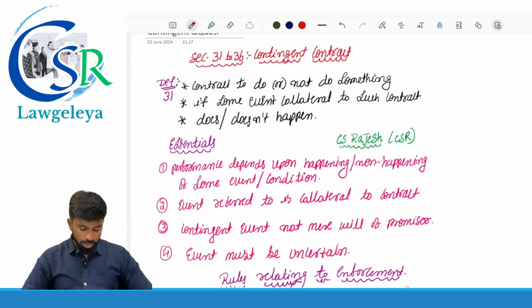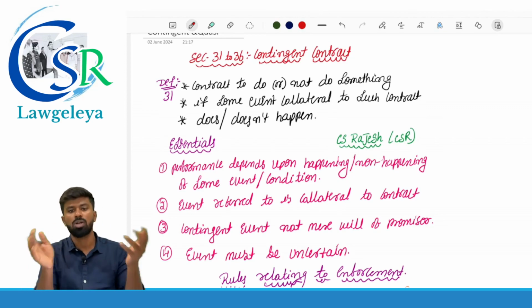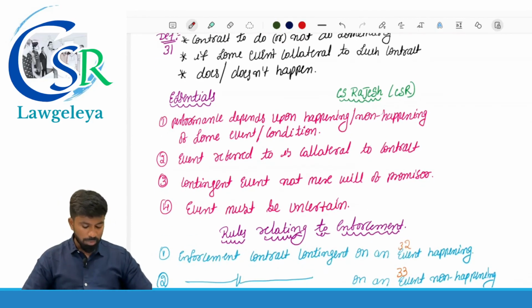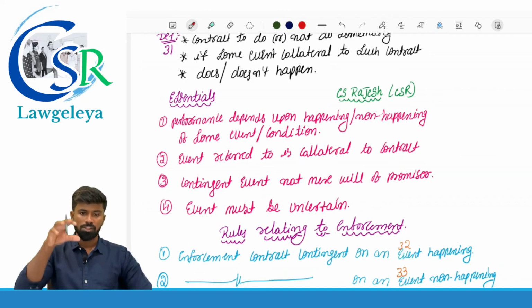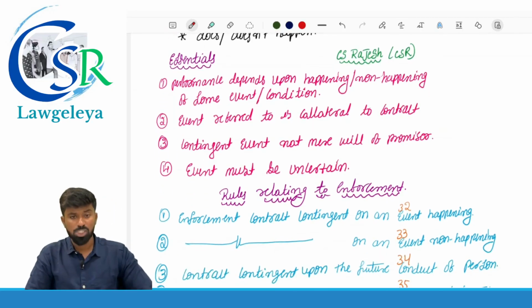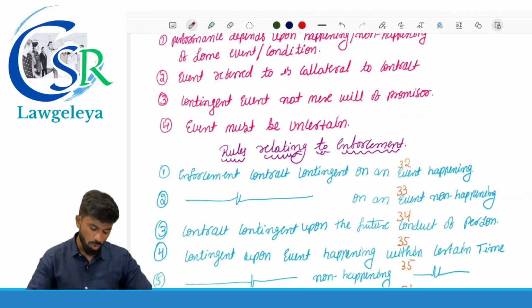Next one, the event referred to should be collateral to the contract. If it is a promise in the contract, if it is a part of the contract, it is not considered a contingent contract. Next one, the contingent event must not be a mere will of the promisor. If it is a will of the promisor, is it considered a valid contingent contract? No. The event must be uncertain. Nobody should have control over it. If it is bound to happen, it is not considered a contingent contract.